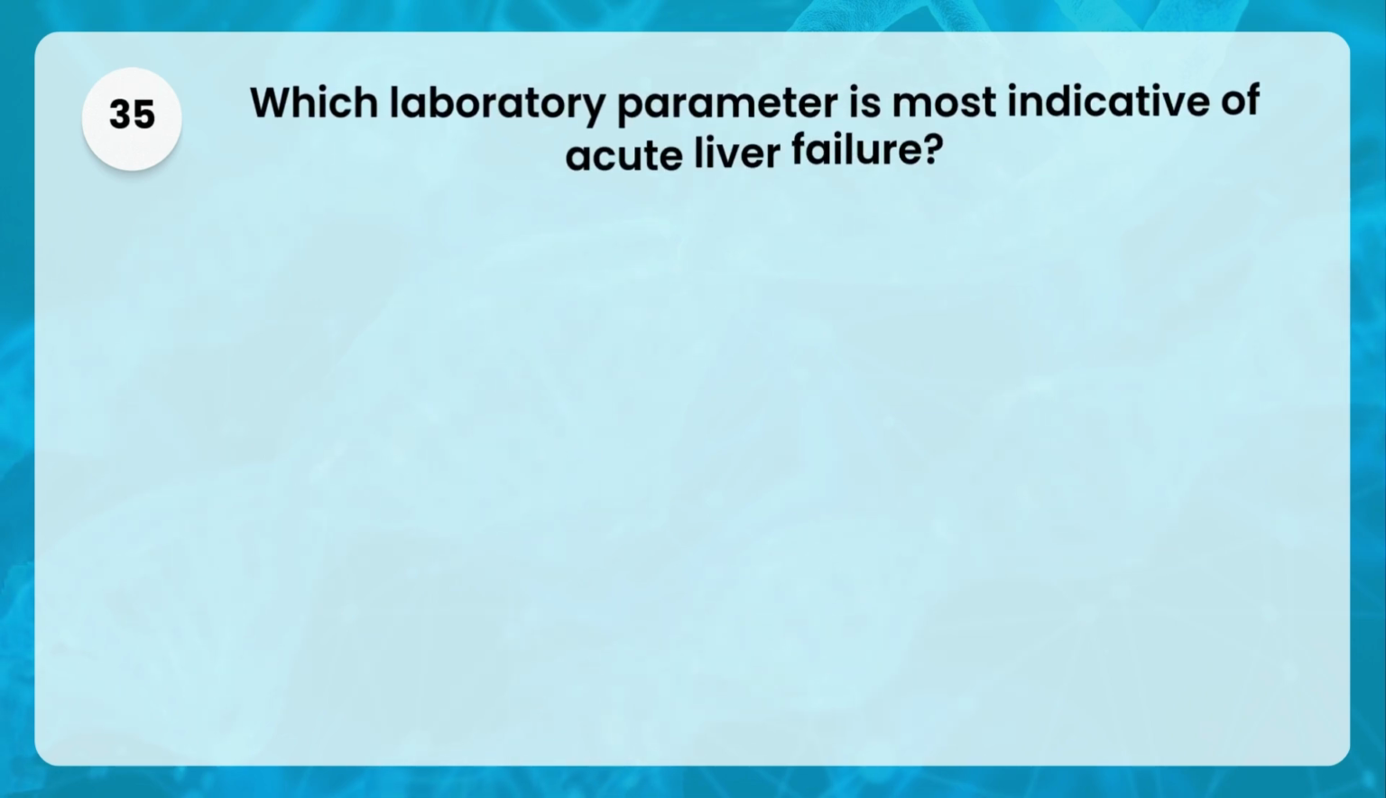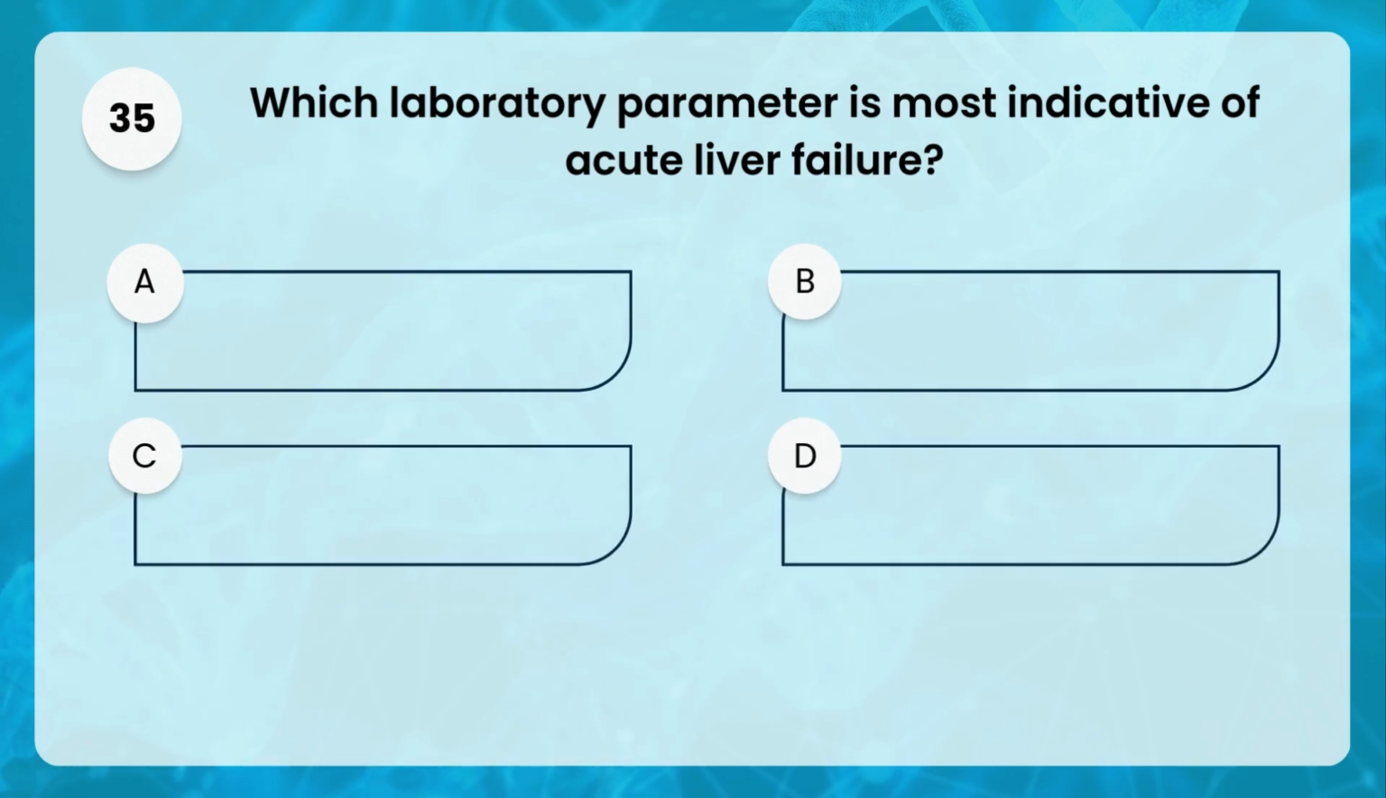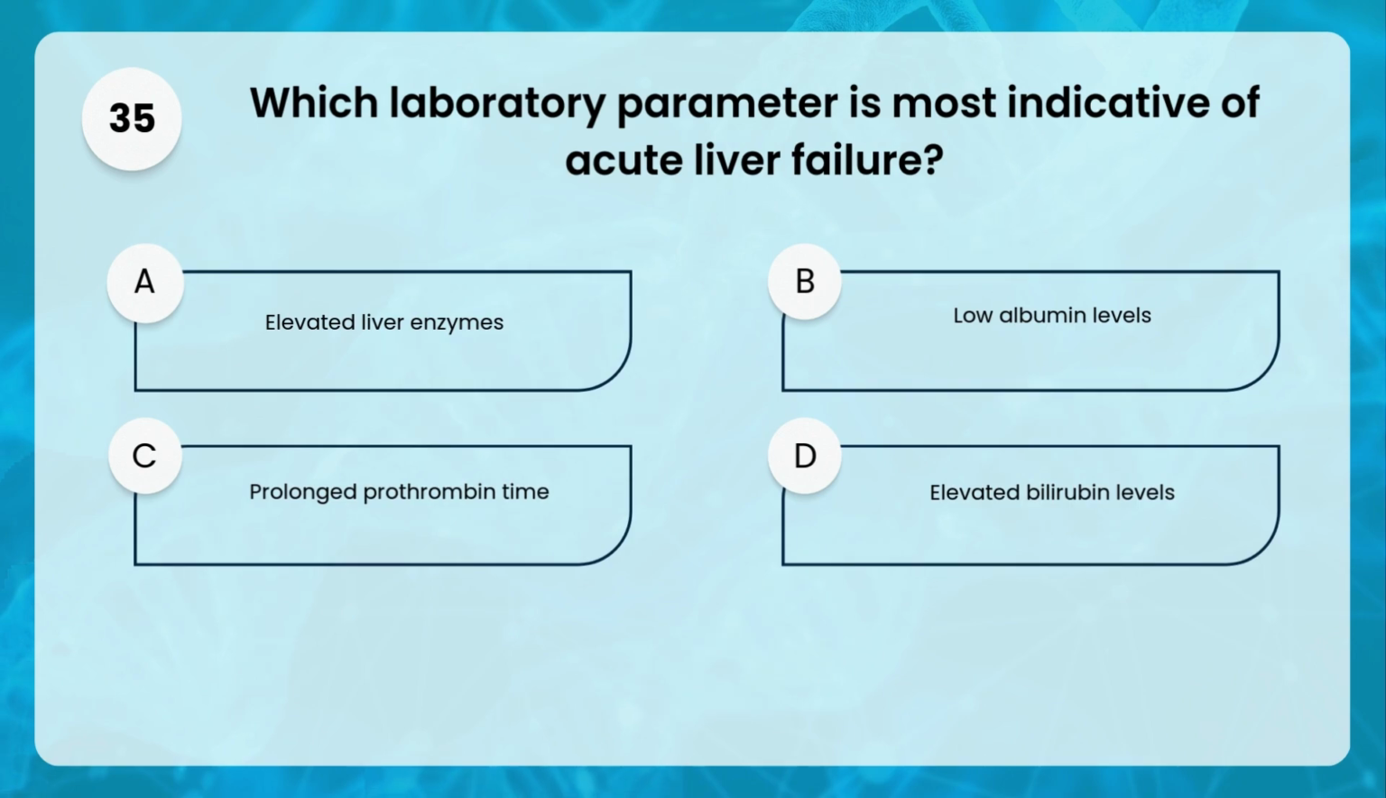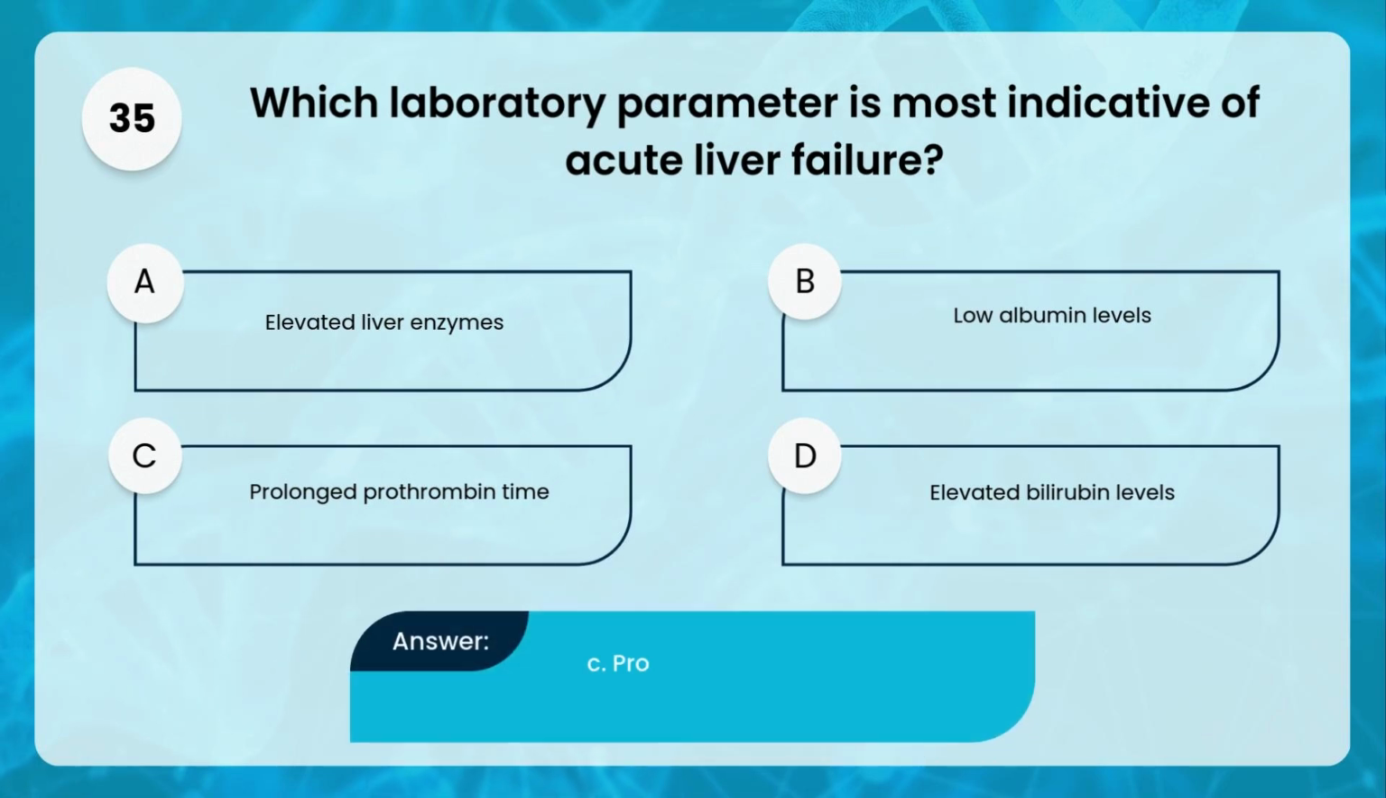35. Which laboratory parameter is most indicative of acute liver failure? A. Elevated liver enzymes. B. Low albumin levels. C. Prolonged prothrombin time. D. Elevated bilirubin levels. The answer is C.